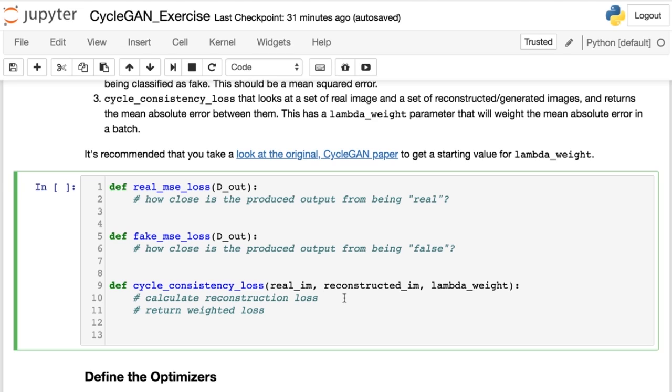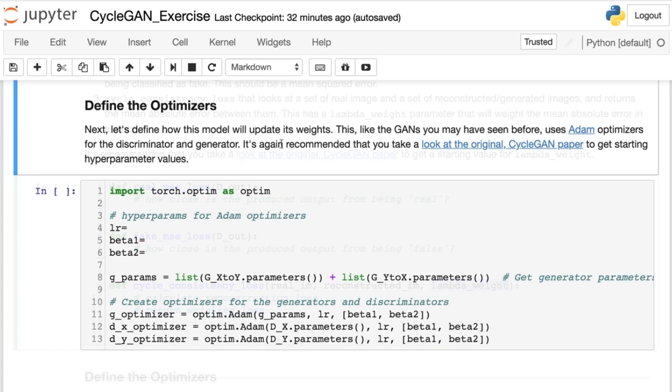First, it will calculate the reconstruction loss, so the absolute value difference between these two inputs, the real image and its reconstruction. These are going to be pixel-wise differences, and so you can take the mean of the absolute value difference here. Then it should multiply that loss term by the passed-in weight value here. If you recall from Junyan's videos, the lambda weight basically tells us how weighty or how important the cycle consistency loss term is.